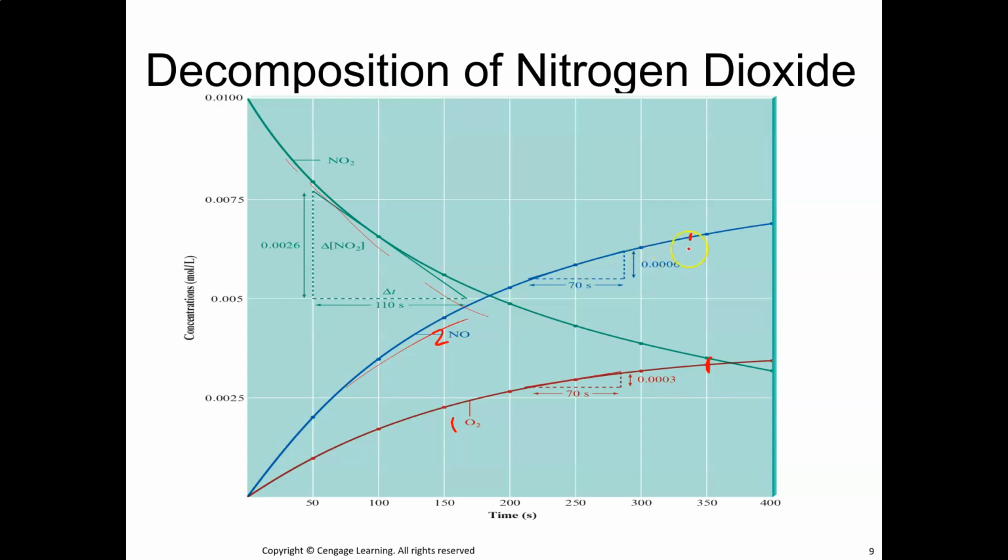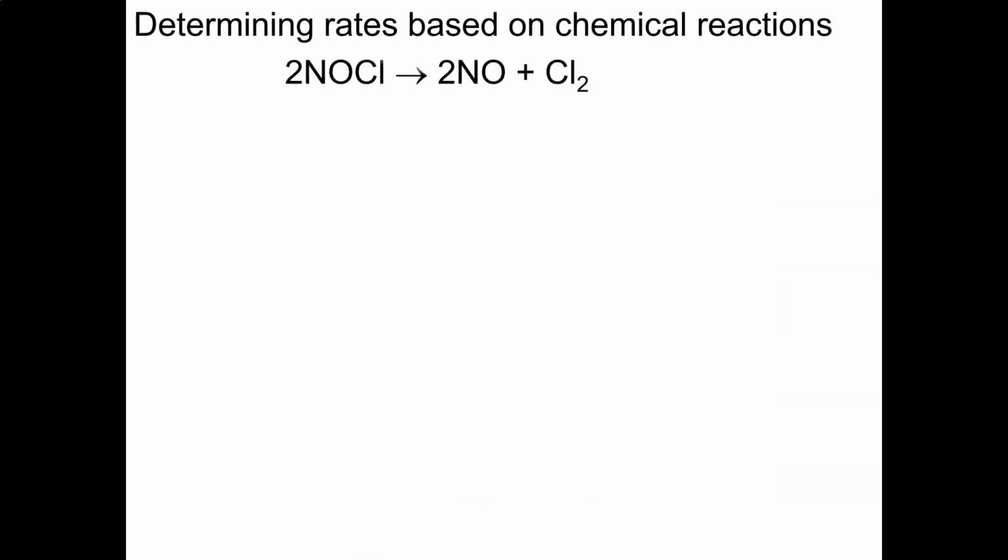When you see a graph and you see that the rate of one is higher than the rate of the other, that means you can assume that product is being produced at a higher quantity. And why is that? Stoichiometry. That's where stoic comes in for this. So you can actually use the stoic ratio to determine that. And that's what we're talking about: determining rates based on chemical reactions.